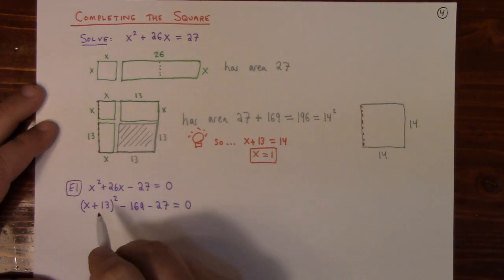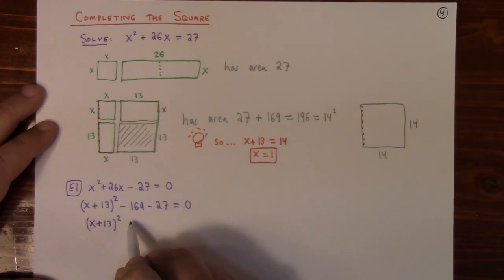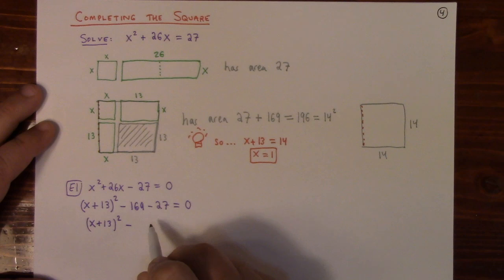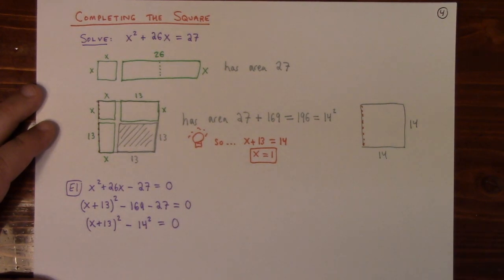But then we have to recognize that what that is, is x plus 13 squared minus 196, right? But I'm just going to go ahead and get straight to the point. That's 14 squared. All right, so at this point, we notice that we've got a squared minus b squared, right? So by the difference of squares, this is x plus 13 minus 14, x plus 13 plus 14, right?